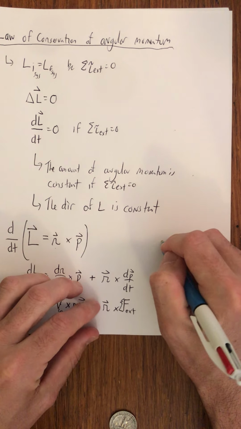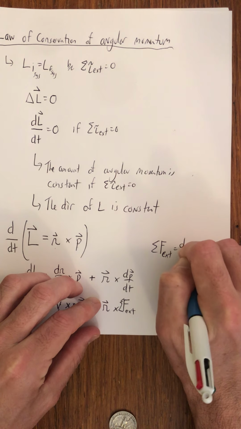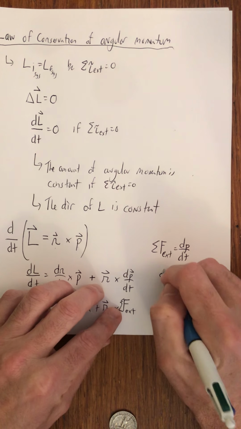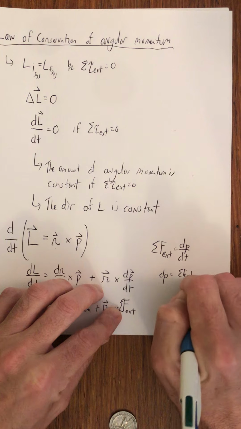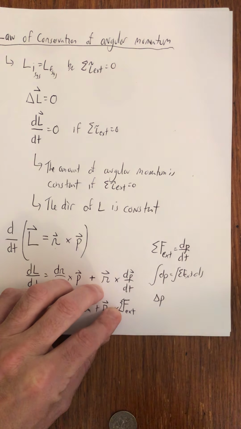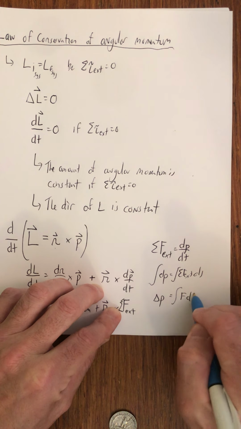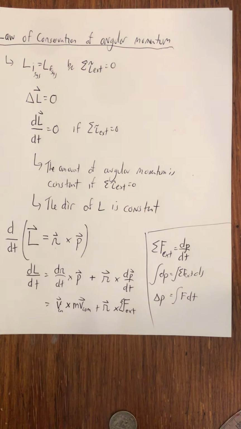So we said prior F net external was equal to dp dt in our momentum unit. That's why dp was equal to F net external dt, integrate both sides, and that's where we got the impulse was equal to the integral of force dt. Right, so just a little side reminder there.